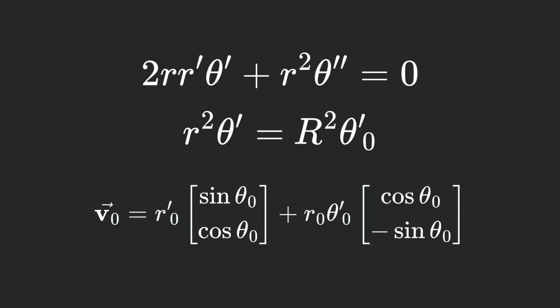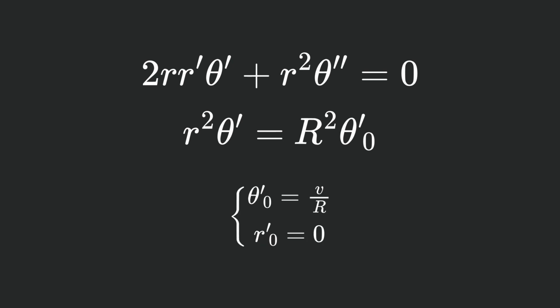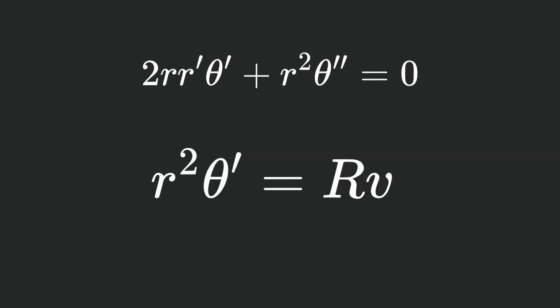Working with the initial conditions, we arrive at the conclusion that initial theta prime is v over capital R, and also that initial r prime is equal to 0. We substitute, and it follows that r squared times theta prime is capital R times v.